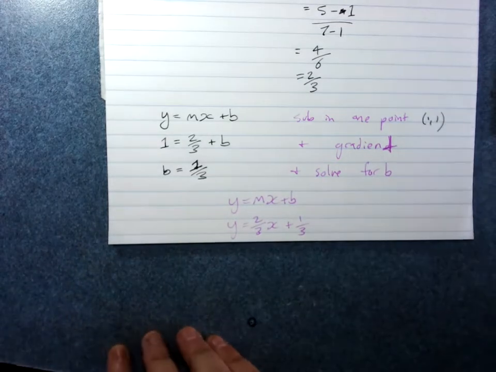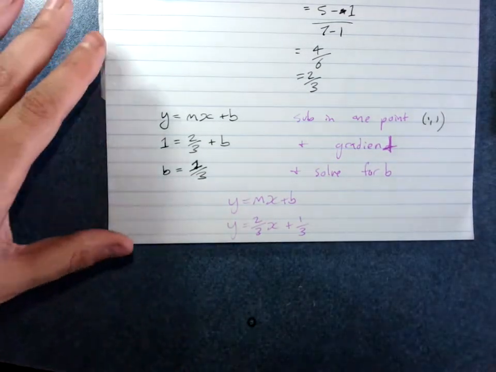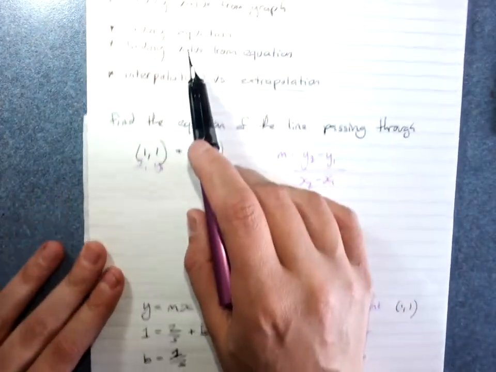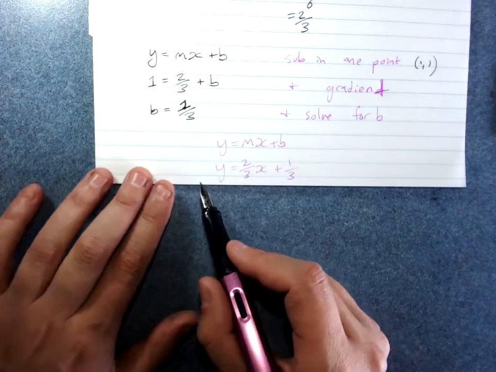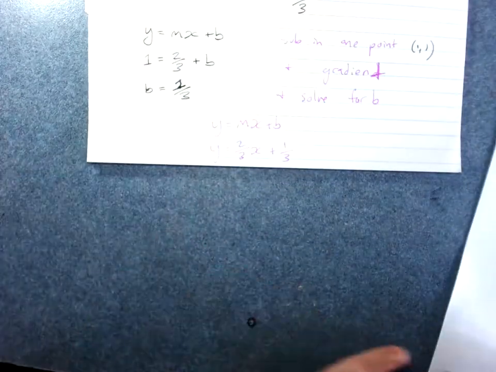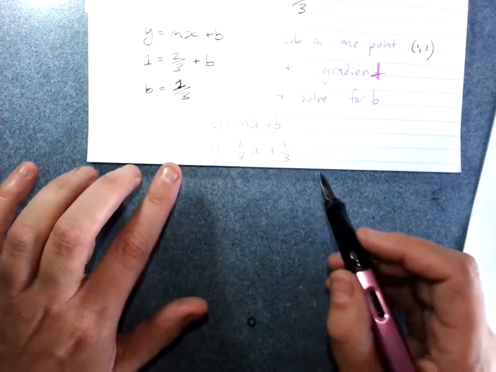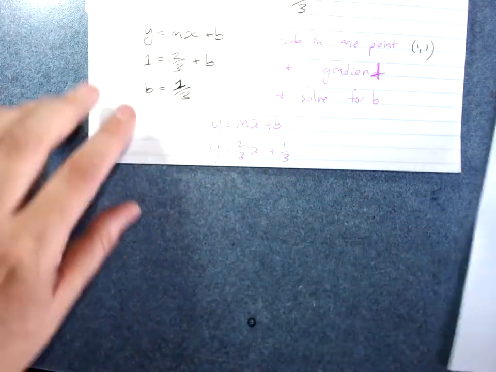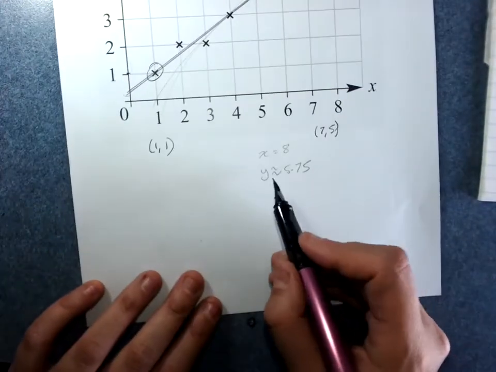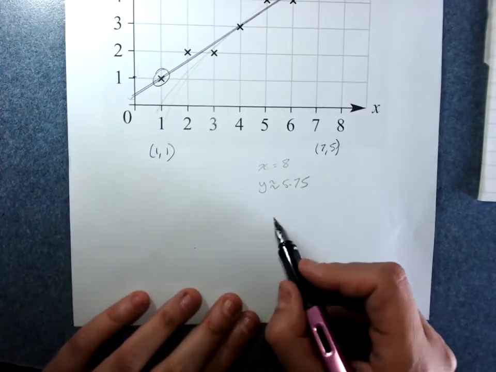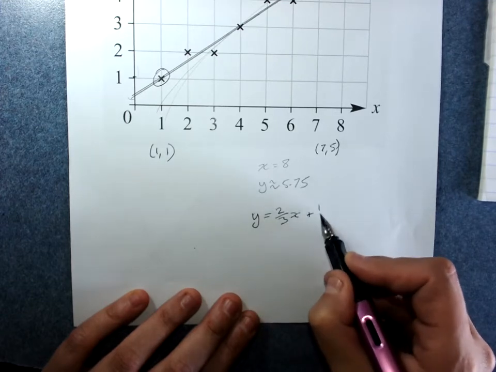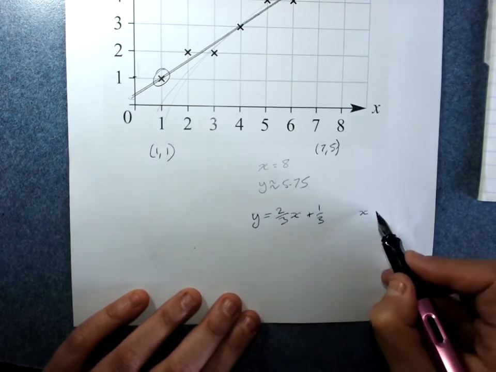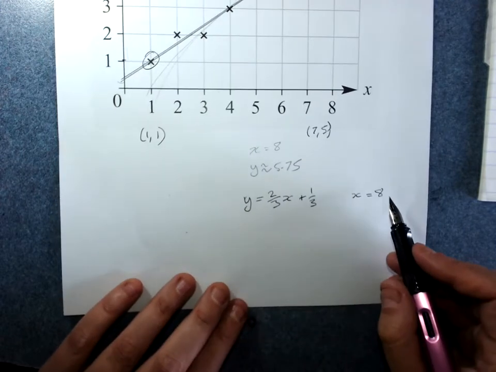So you can find the equation of a line of best fit. To find the value from that equation, of course, if I then asked you that same question, what is the value of y when x equals 8? I'll skip back over to my graph. I made the prediction of y equals 5.75. I could use y equals 2/3 x plus 1/3. Substitute in x equals 8.